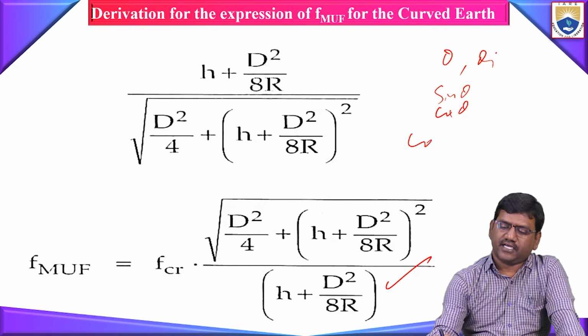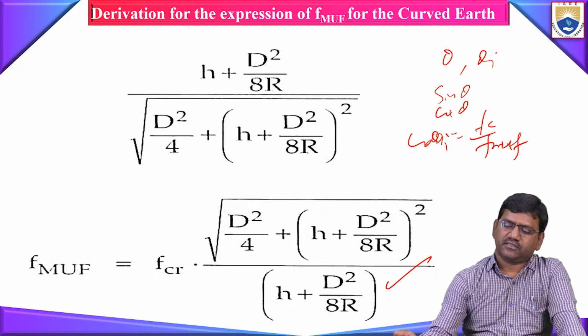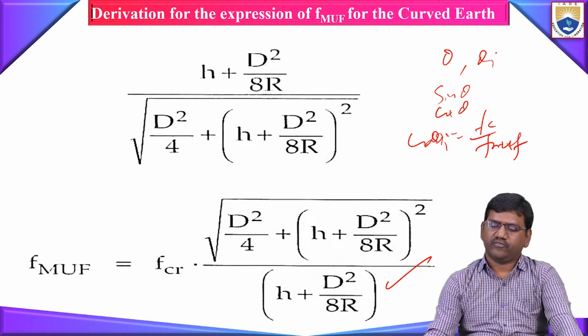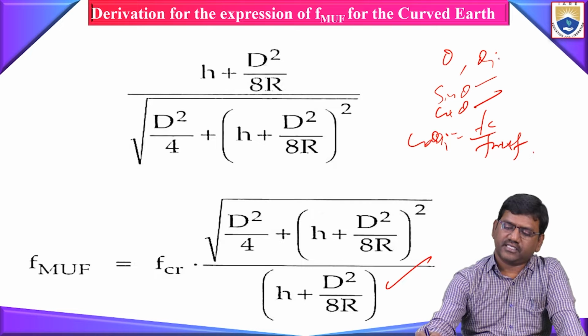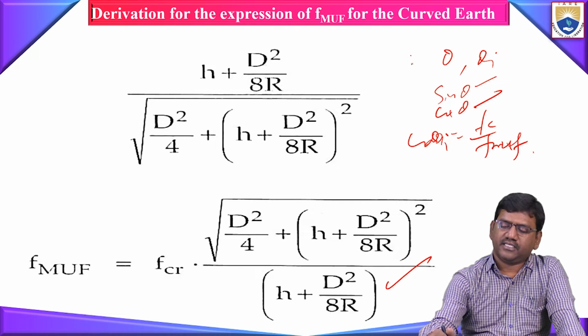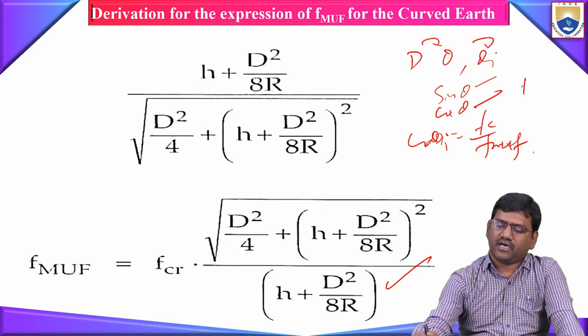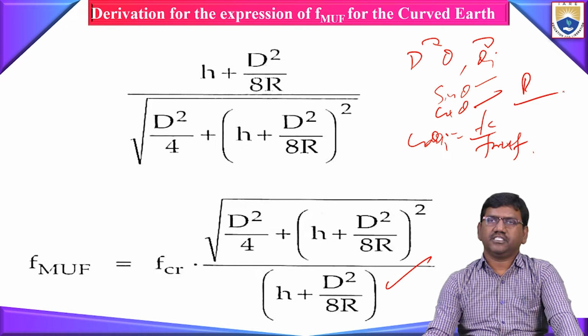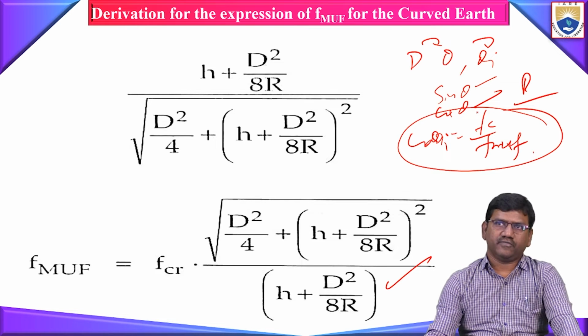We know that cos theta i is equal to fc by f MUF, where theta i is the angle of incidence. So after finding the value of f MUF, we have found sin theta, cos theta, the distance which is related to the angle, and also the angle of incidence. And r is the radius of the earth. Considering all these parameters, we need to find the maximum usable frequency.